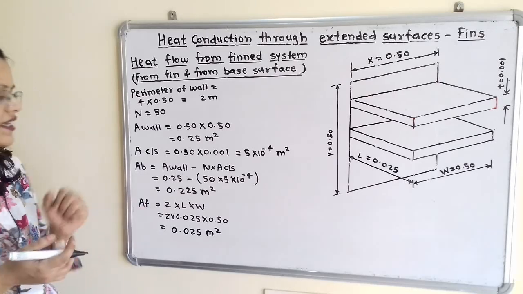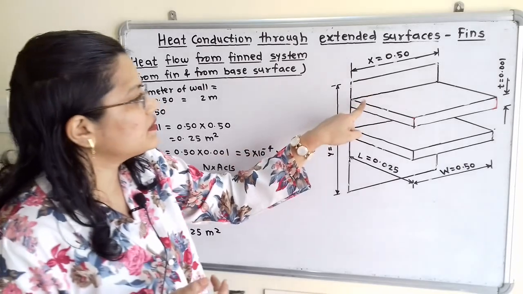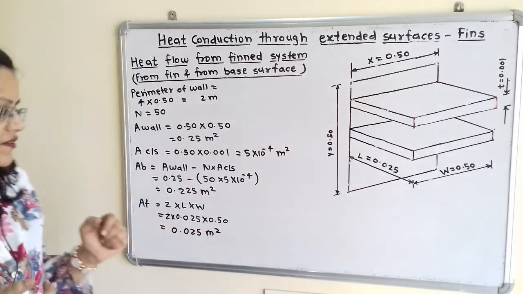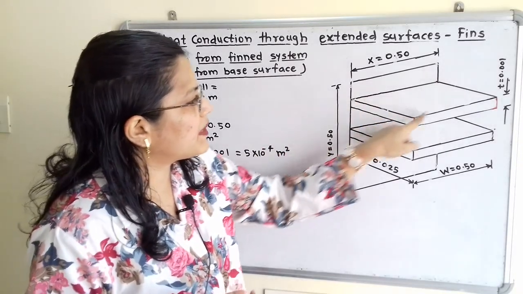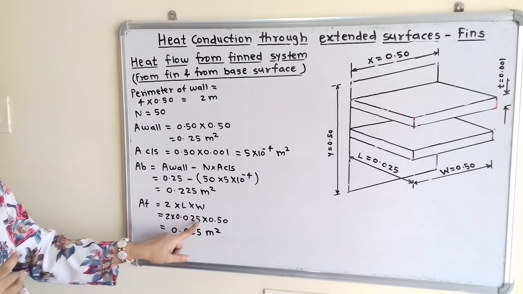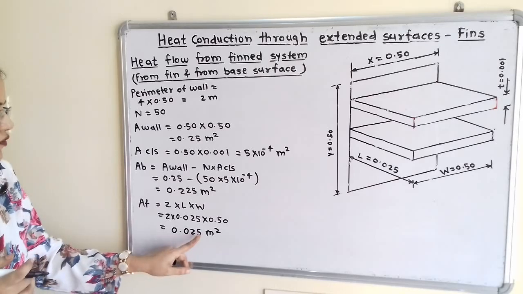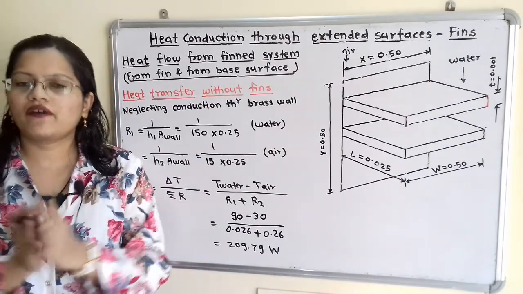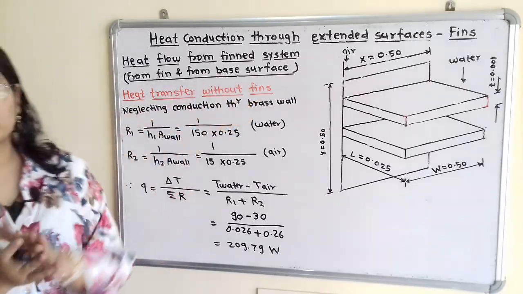Then surface area. For the surface area of the fin, we have to consider this upper surface as well as the lower surface. So 2 multiplied by length multiplied by width, that is equal to 2 multiplied by 0.025 into 0.50, that is equal to 0.025 meter square. Now we will move to the first question. We will find out the heat transfer without fins.